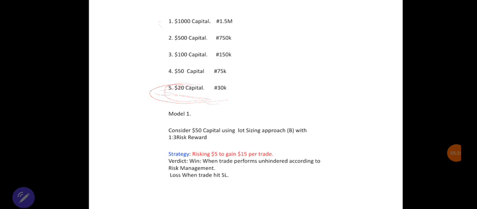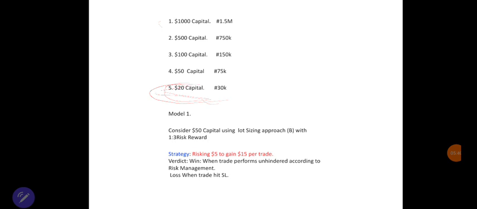So I'm going to consider 3 models. I don't want this video to be more than 10 minutes. I'm going to consider 3 models, and I'm going to look at how we can combine both or which approach to use.